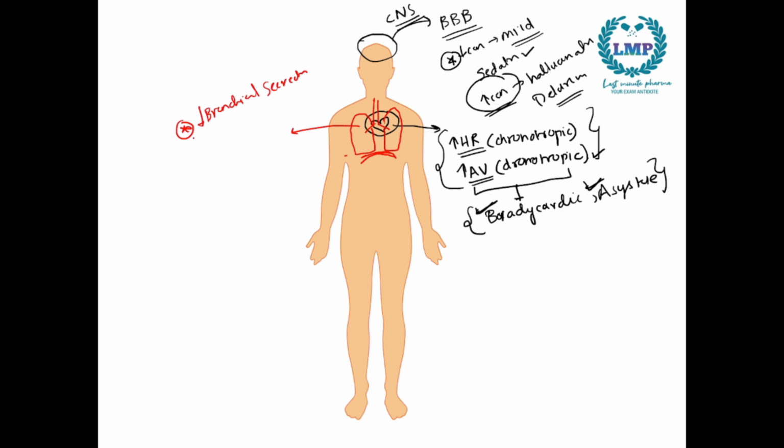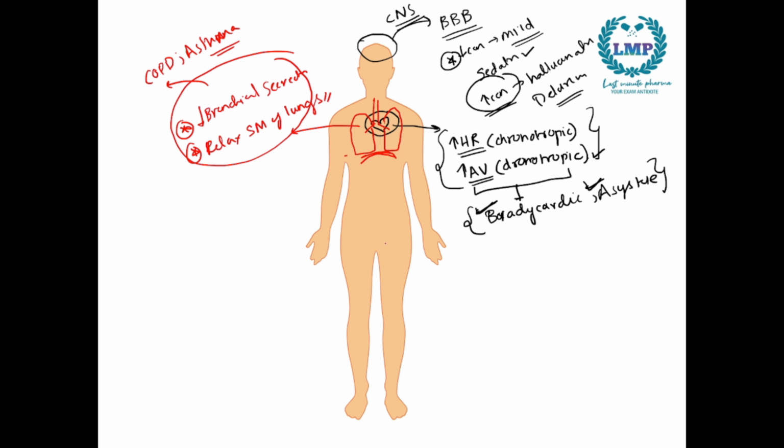Then what else is it going to do? It is going to relax the smooth muscles of the lung. Because of this property, these drugs are used in treating COPD and asthma related conditions, because they decrease the bronchial secretion and relax the smooth muscle.